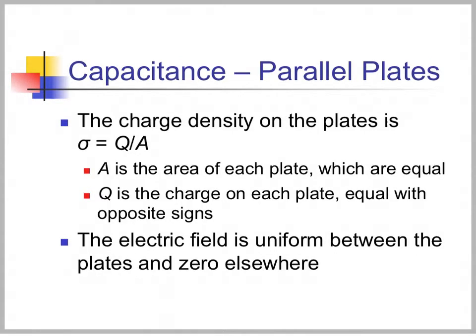So if the plates are now full of charge, there is a charge density on them, where sigma, the surface charge density, is the amount of charge over the area. And then there's an electric field between those plates. If I have parallel plates, that electric field is uniform in between the plates and zero everywhere else.